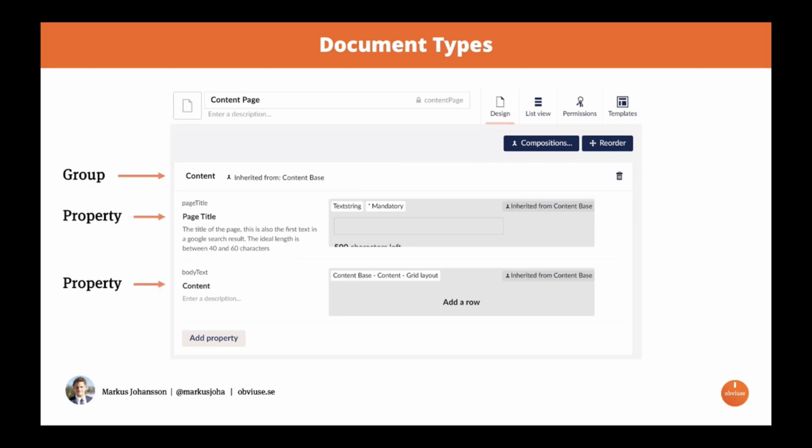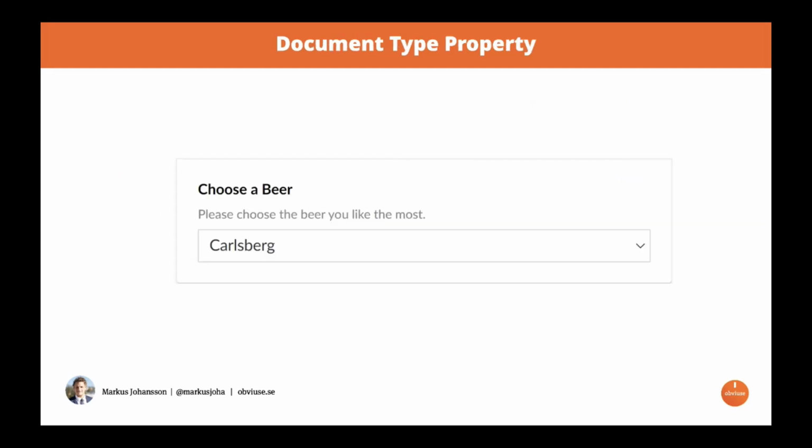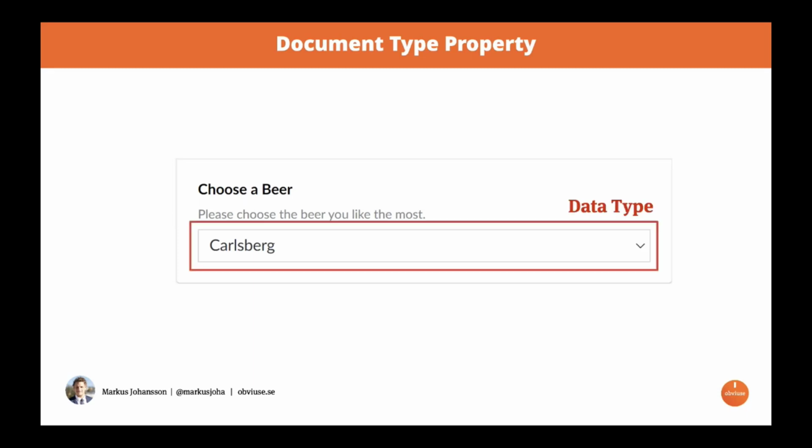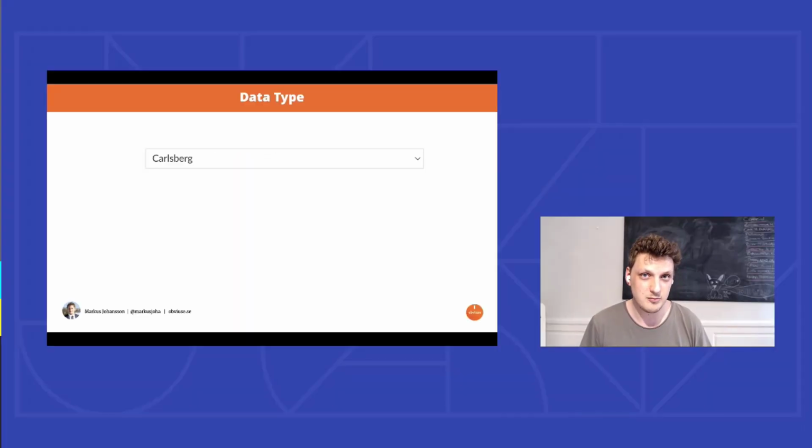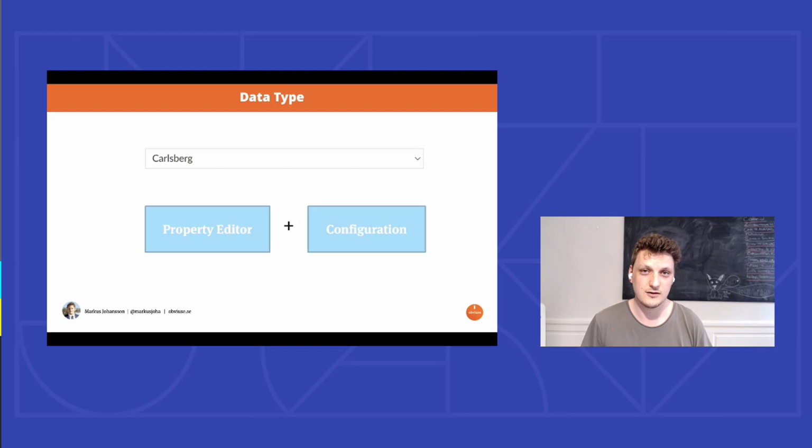So groups of properties. If we zoom in on a property, in this case, the beer picker, it has a heading, description, some validation settings, but the most important part, of course, is the data type. In this case, it's presented as a drop-down list. And if we zoom into the data type, there's actually a visual presentation. So that's the property editor, but it's also configuration. And these two together create the data type.